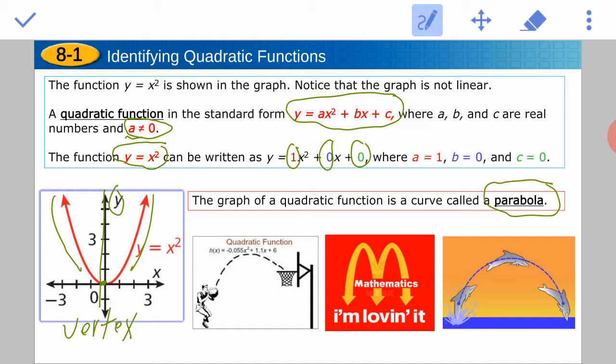Parabolas are around us in real life, guys. Starting from a basketball throw, it's a parabola, and the McDonald's logo, it's a double parabola, and even the dolphin jump in any aquarium, it's a parabola.